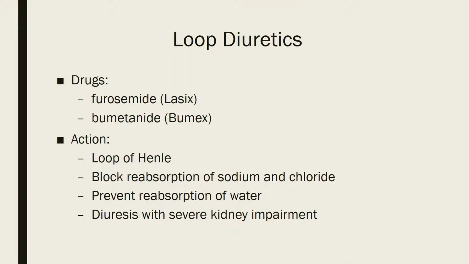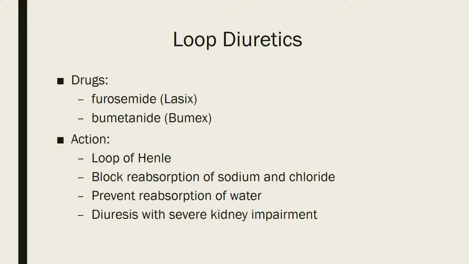Okay, so we'll talk about the loop diuretics first. The drugs are your furosemide, bumetanide, which is Bumex, and then Lasix. So once again, the action is at the loop of Henle. It blocks the reabsorption of sodium and chloride. It prevents the reabsorption of water. So if it's blocking the sodium, then the sodium is being lost, and as we know, water follows sodium. So that's why the fluid volume goes down.